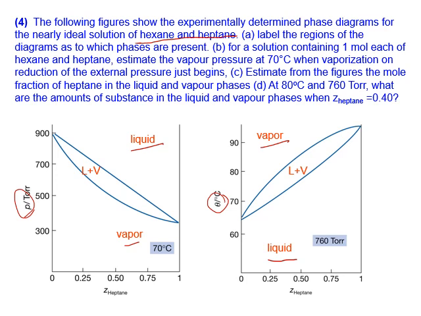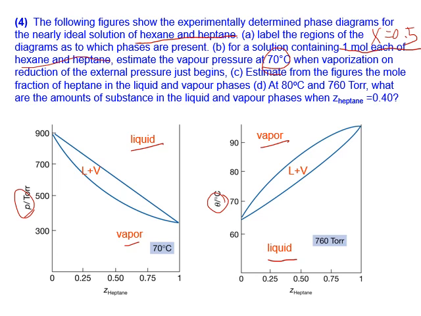So that's A. In B, for a solution containing one mole each of hexane and heptane, that means the mole fraction for both is 0.5. It asks you to estimate the vapor pressure at 70 degrees when the vaporization on reduction of external pressure just begins.